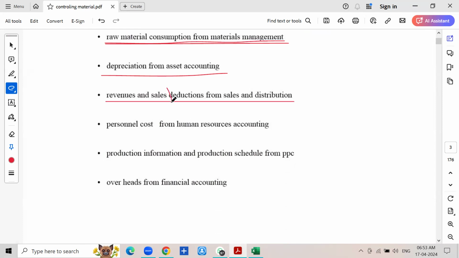Sales deductions means sales related expenses you can assume here. So when we implement SD, the sales orders, the deliveries and the sales invoices, sales returns, etc., are processed from SD. Whenever the sales invoice is raised and entered in SD by the SD end user, through the integration process, the GL account, sales account is updated in the general ledger.